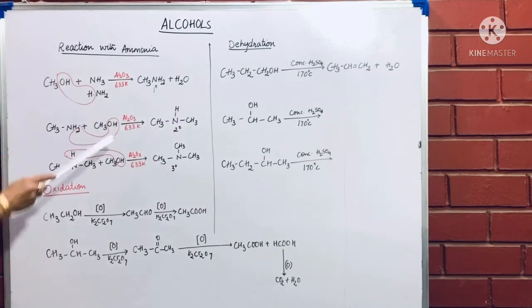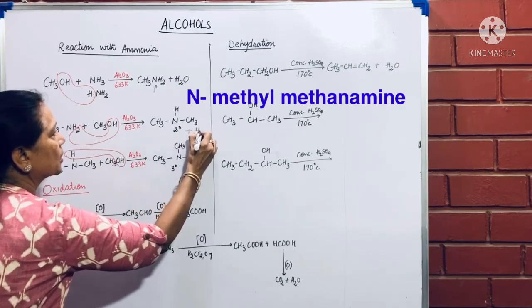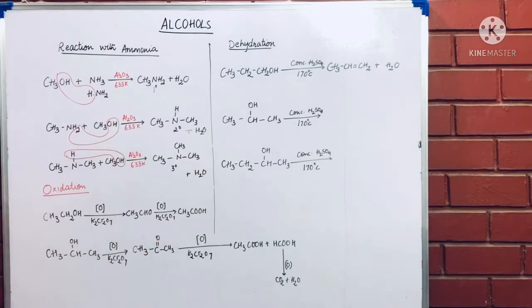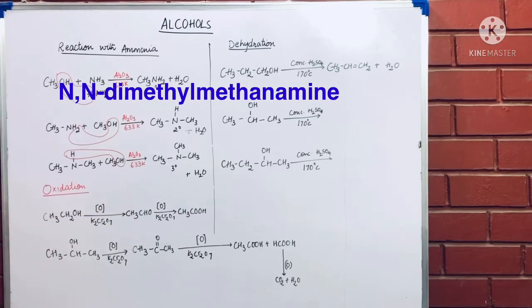So aluminum oxide is a dehydrating agent, so it keeps on removing water. So I'll keep on writing here plus water here, plus water here. Then to this compound, if I react more of CH3OH, again water molecule is lost and a tertiary amine is formed. So primary, secondary and tertiary amines are formed.